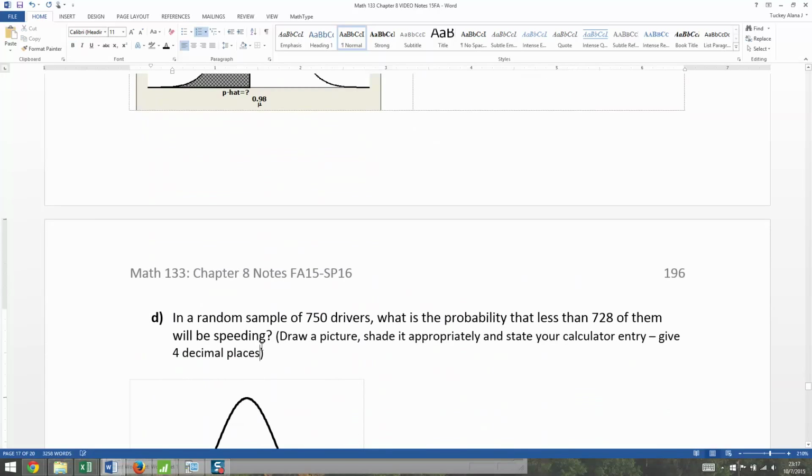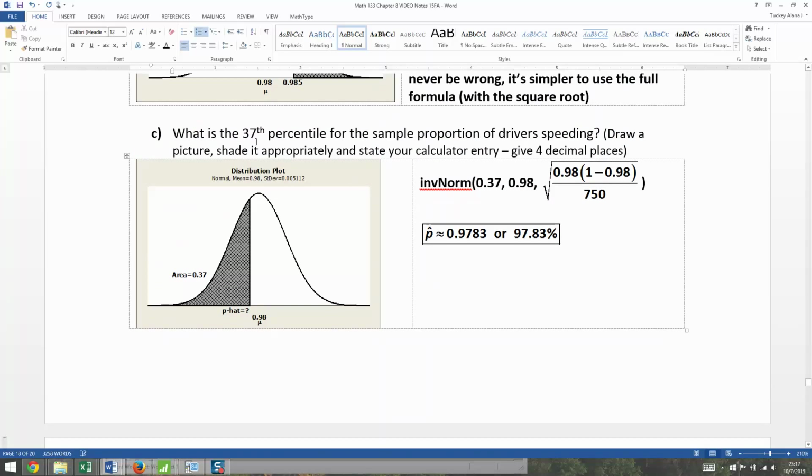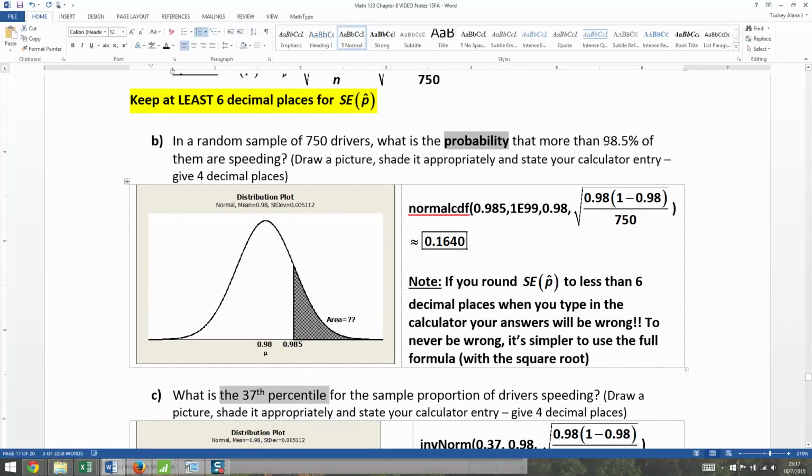All right, now what about a random sample of 750 drivers again? What is the probability that less than 728 of them will be speeding? Okay. But here's the thing. With these last two, I gave you an area right out, and this one I gave you a percentage. See it right there? But for the one we're looking at right now, I didn't give you a percentage.